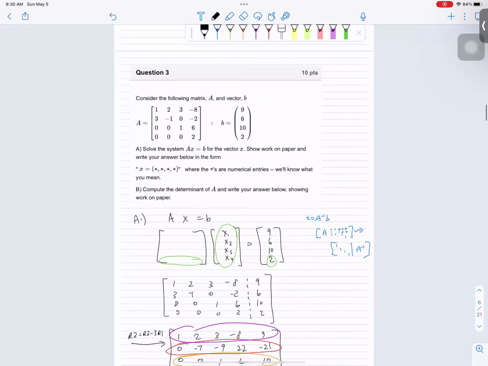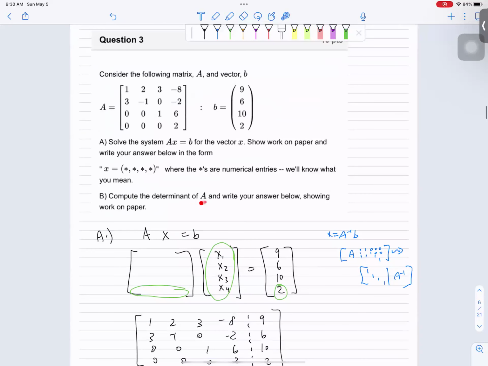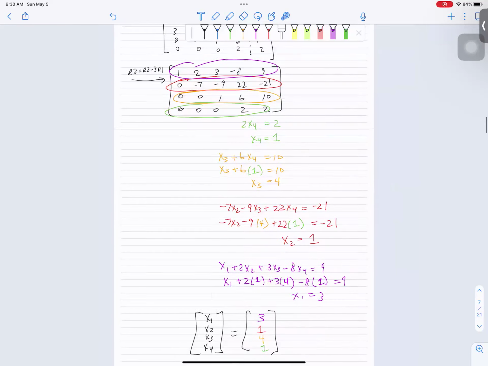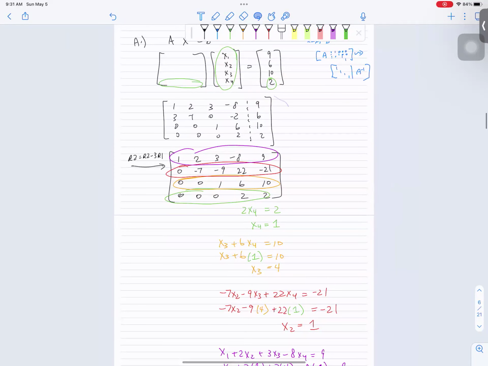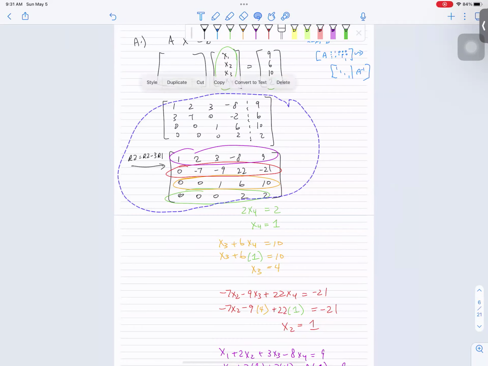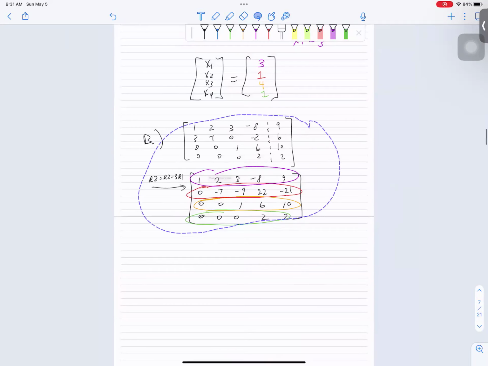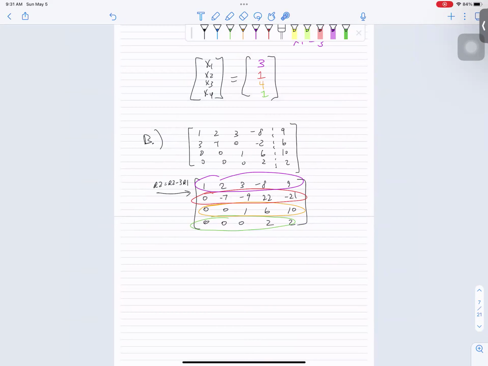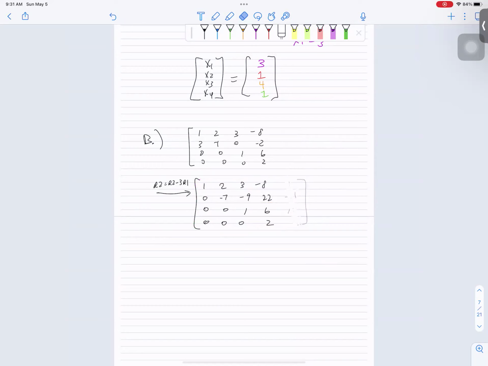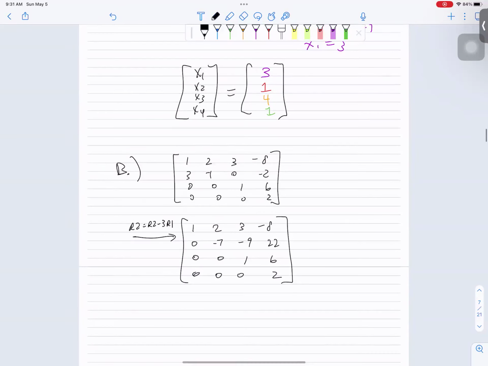Okay. Part B, compute the determinant of A and write your answer below. Well, let's look at what I did in part A. I'm just going to recopy it. I took my original matrix, and because we're just doing the determinant, we don't need the B vector. So I just need my 4x4 matrix. I did this combination, and now I have a reduced matrix. So this was matrix A, and this is my reduced matrix.